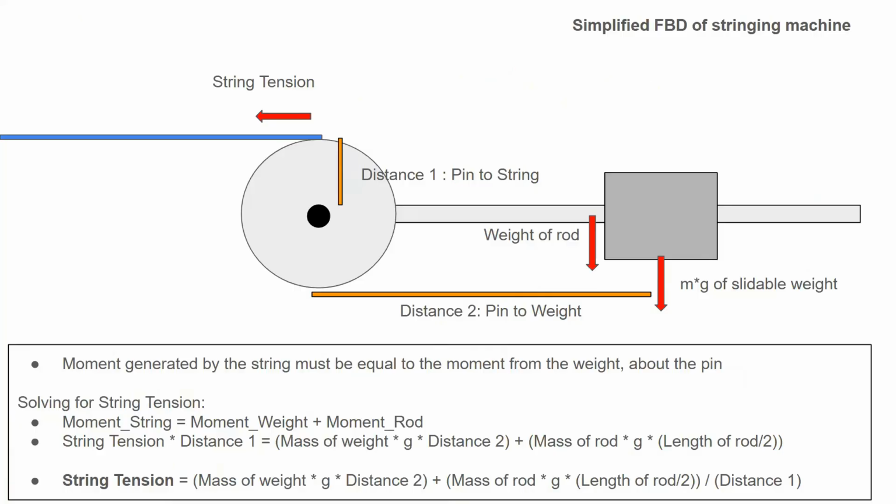Next, I set up a simplified free body diagram of the stringing machine. At a high level, moment must be equal in the system. So string tension times distance 1 pinned to string must equal weight of the slidable weight times distance 2 plus the weight of the rod times the distance from the pin to the center of mass of the rod. Then solving for string tension, we can get our equation.